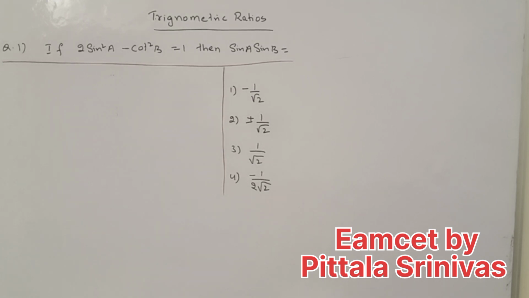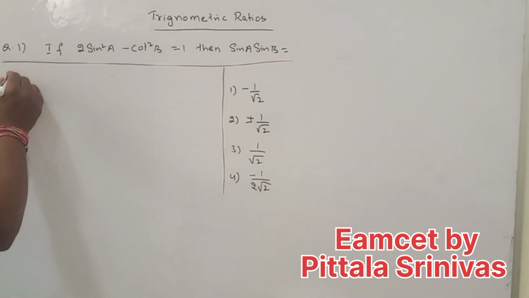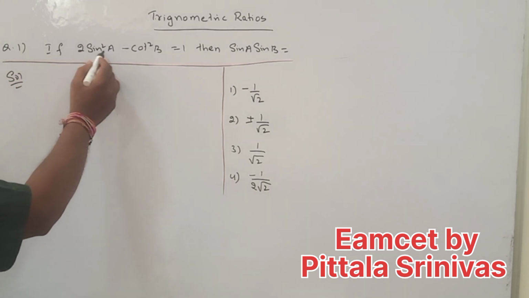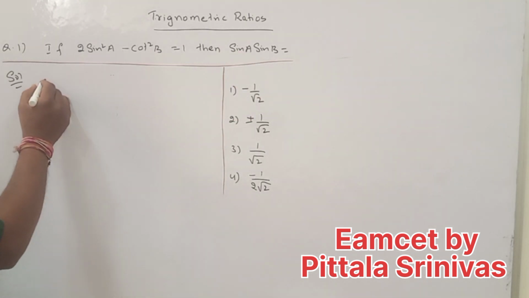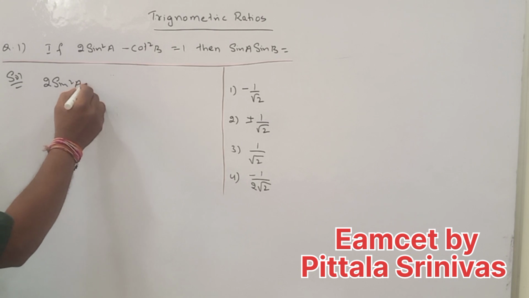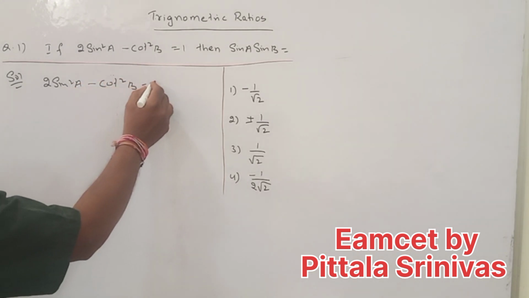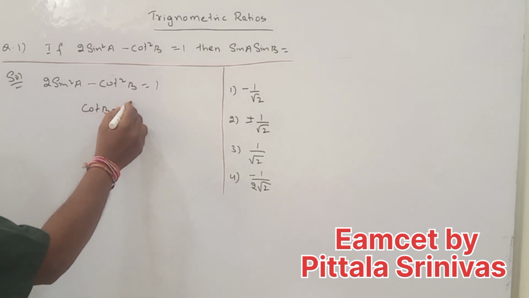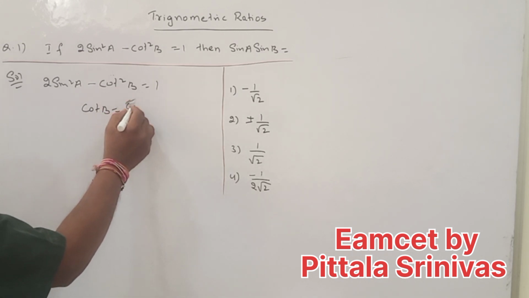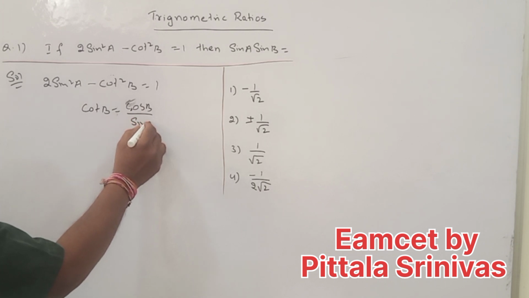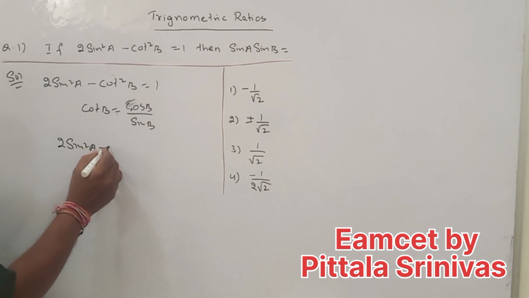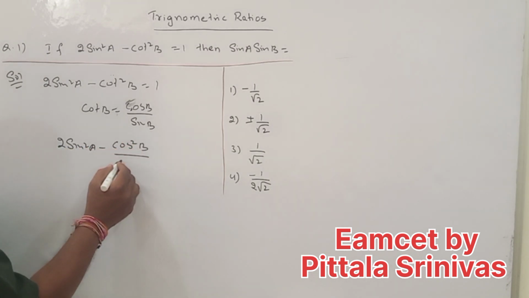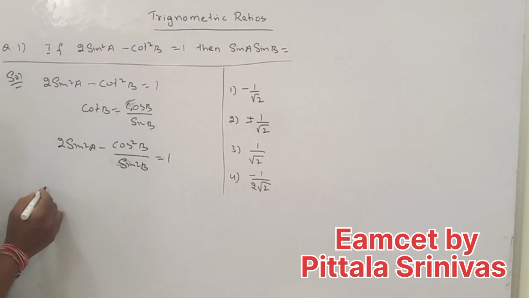Here we have the problem on trigonometric ratios. That is, if 2 sin square A minus cot square B is equal to 1, then sin A sin B is equal to what? 2 sin square A minus cot square B is equal to 1. Cot B is equal to cos B by sin B. So by substituting here, 2 sin square A minus cos square B by sin square B is equal to 1.